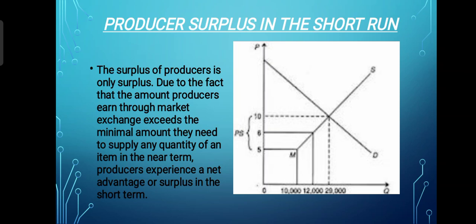The surplus of producers is only a surplus due to the fact that the amount producers earn through market exchange exceeds the minimum amount they need to supply any quantity of an item in the near term. Producers experience a net advantage or surplus in the short term. Excess profit disappears completely in perfect competition and monopolistic competition due to free entry.